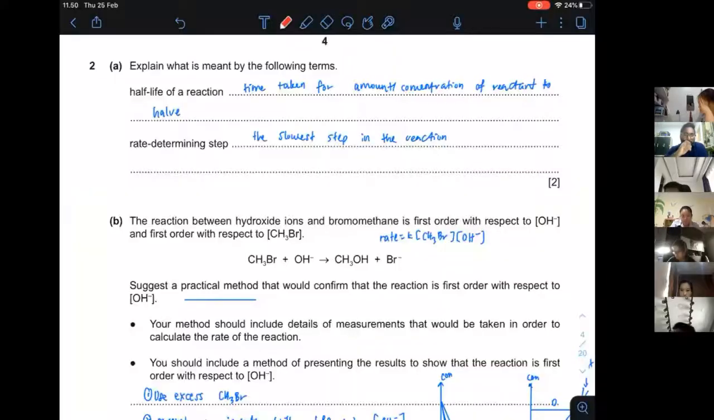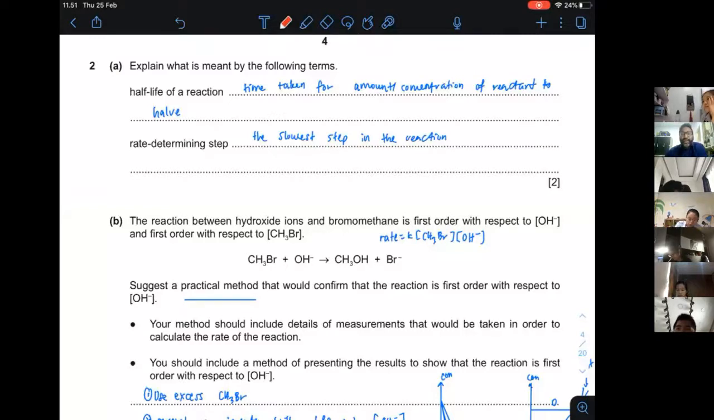I will still record. You see here, I'm not going to write now. Explain what is meant by the following terms. What is going to be half-life of a reaction? Half-life is the time taken for an amount or the concentration of the reactant to become half of its original value. This one is taken directly from the marking key, but if you want to answer, I will just suggest you to answer it this way.